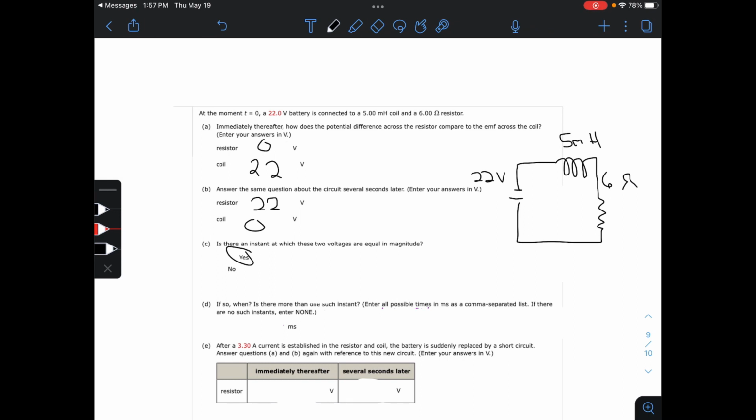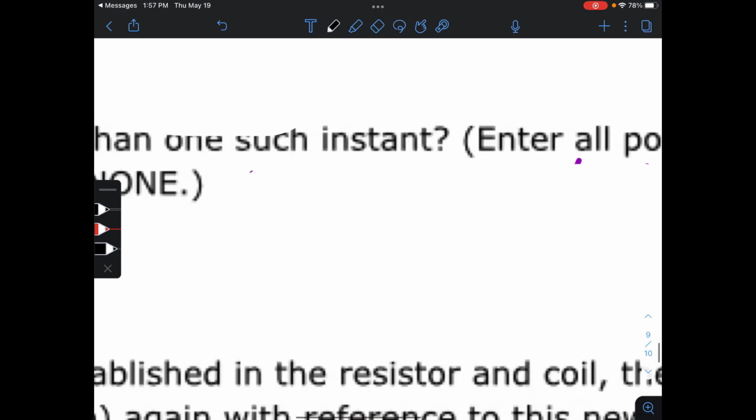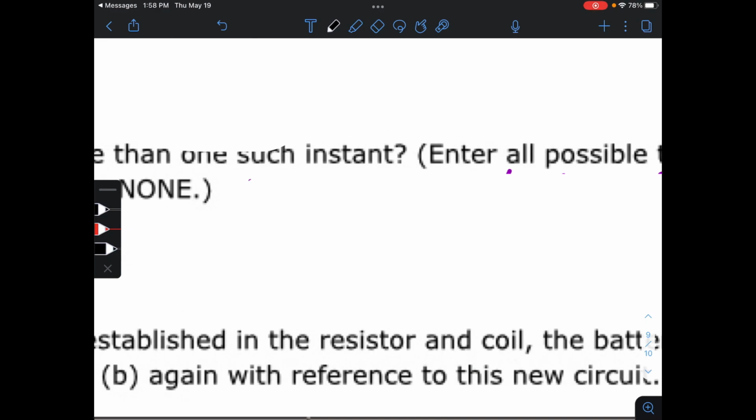If so, is there more than one such instance? Give all possible times in milliseconds as a comma separated list, or write none if there are no such instances. Okay, so we know that there is in fact one. Now, what equation do we use here? So, back to V equals IR, when in doubt, right?